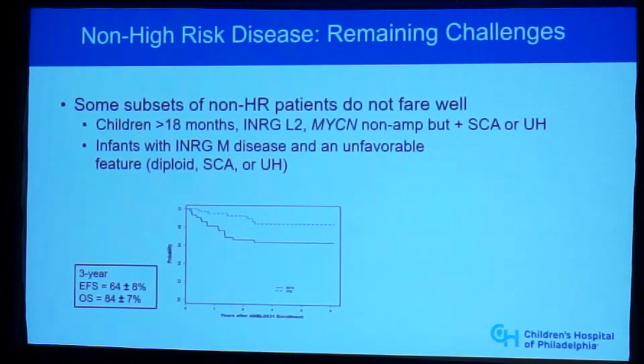Another example I've shown here in these EFS curves, again from ANBL 0531. These are infants with INRG stage M disease, so under 18 months of age, but with metastatic disease and at least a single unfavorable feature. And although those patients were considered non-high risk, this is not an EFS rate that we're willing to sit tight on. We want to improve that. But how do we do that? I think that's the challenge.